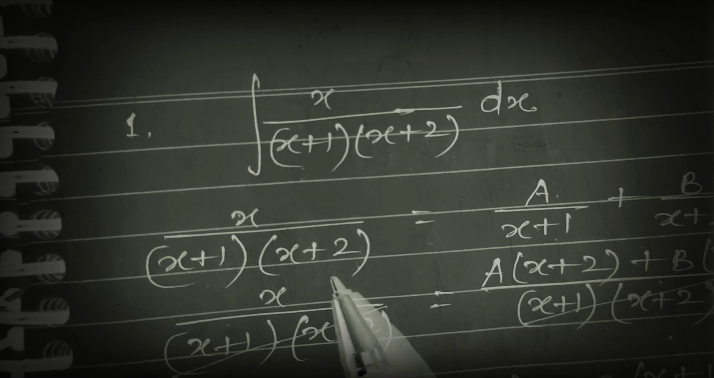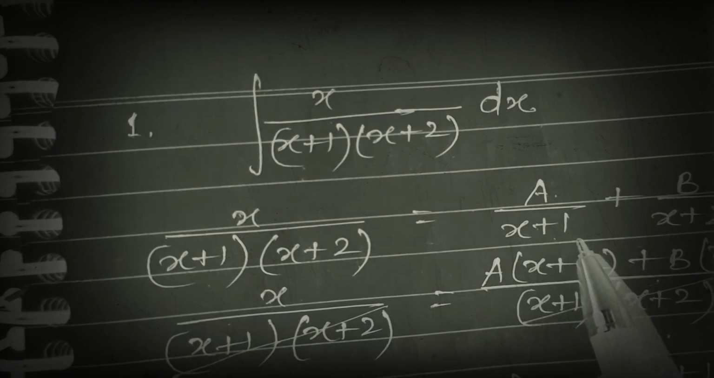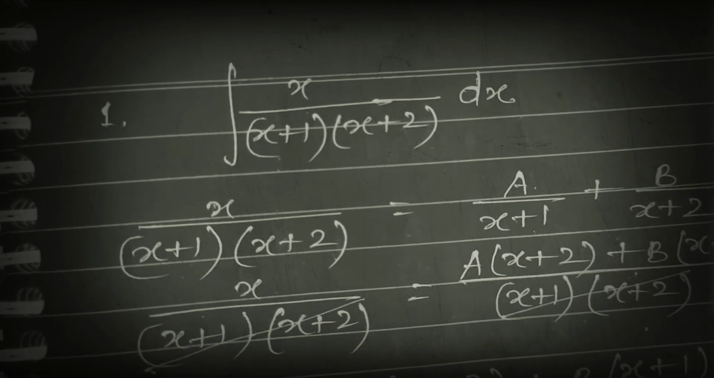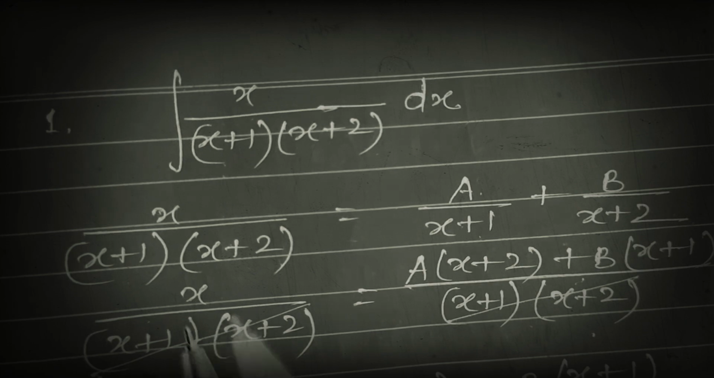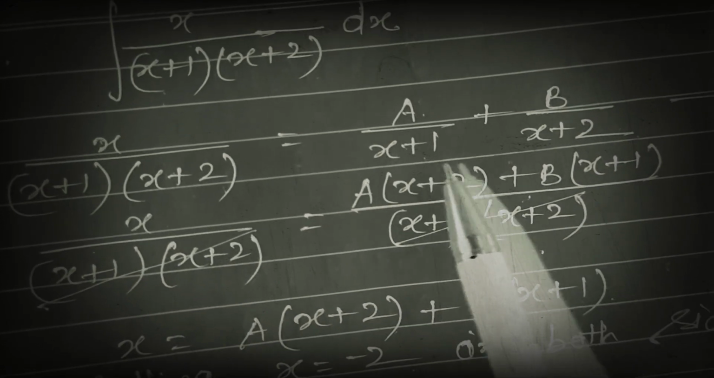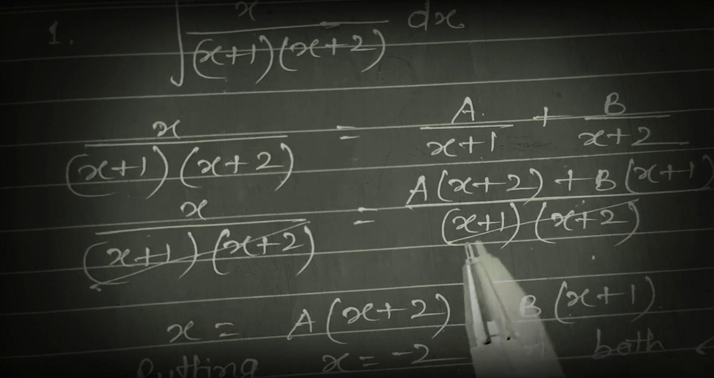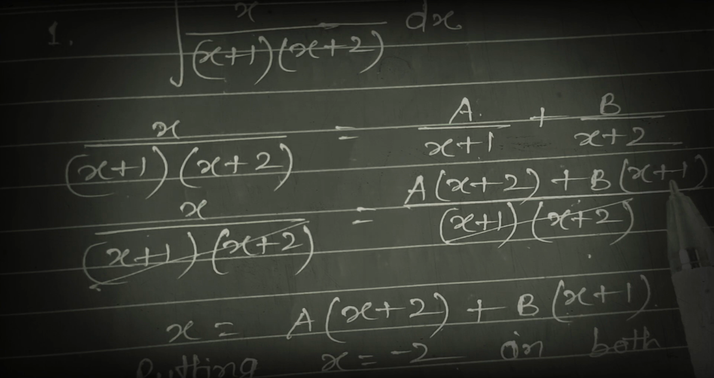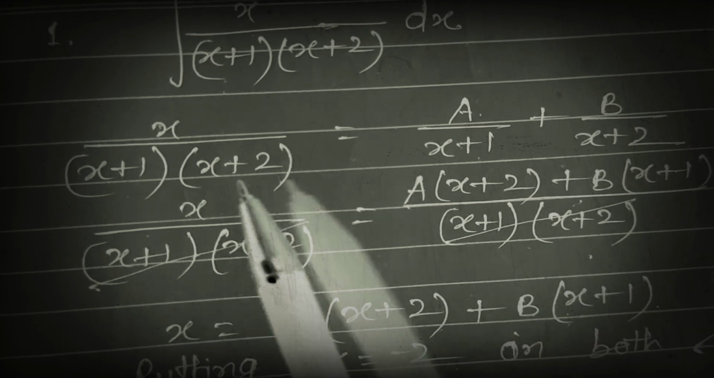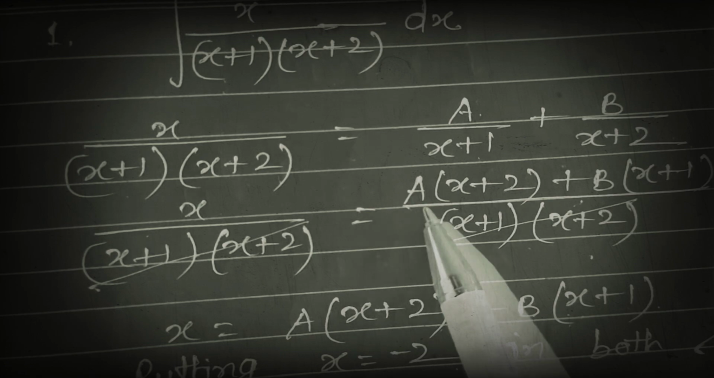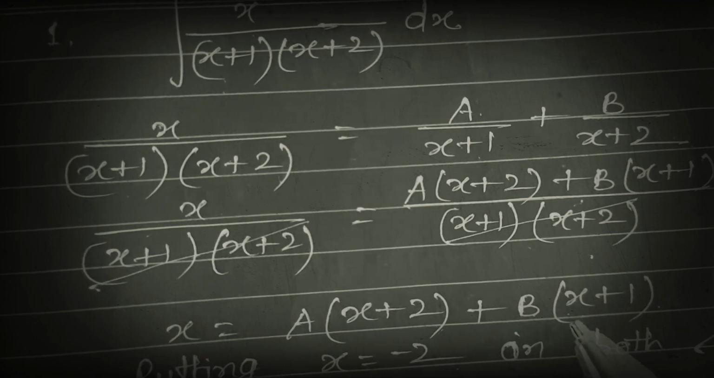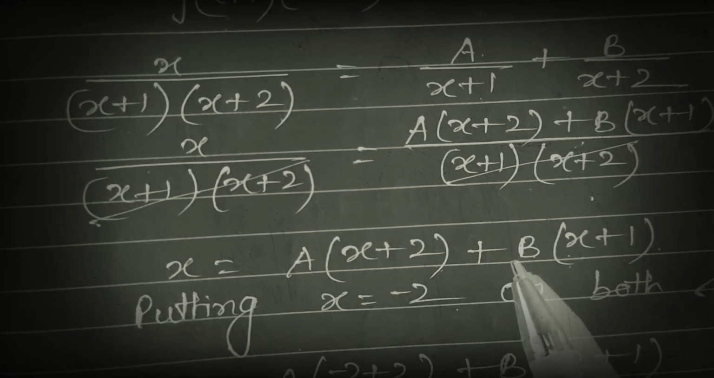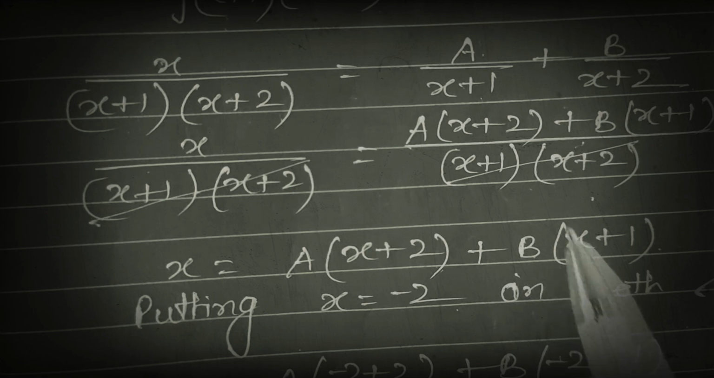So x upon x plus 1 into x plus 2 we can write as A upon x plus 1 plus B upon x plus 2. Taking LCM on the right hand side, x plus 1 into x plus 2, it will be A into x plus 2 plus B into x plus 1. The denominator is the same, so the numerator will be the same. x is equal to A into x plus 2 plus B into x plus 1. Then we will find A and B here.